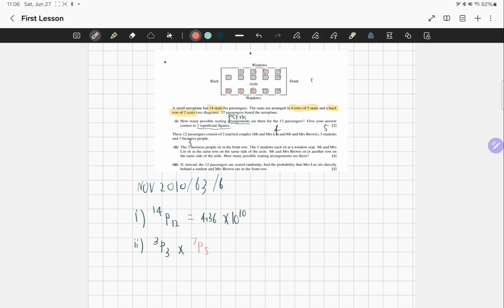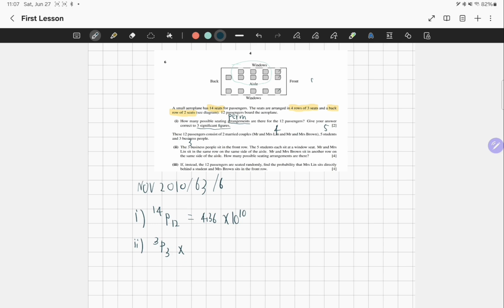The next sentence says, Mr. and Mrs. Lin sit in the same row on the same side of the aisle. Mr. and Mrs. Brown sit in another row on the same side of the aisle. Which means those two married couples must be in this area, occupying two window seats. So the trick to do this question is to do the married couples first. We'll do the students later. We'll come back to them later.